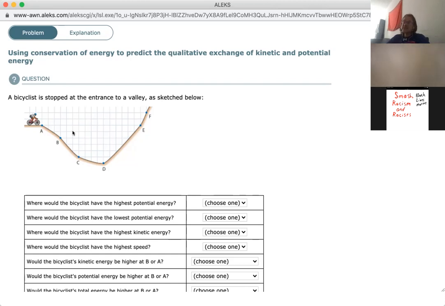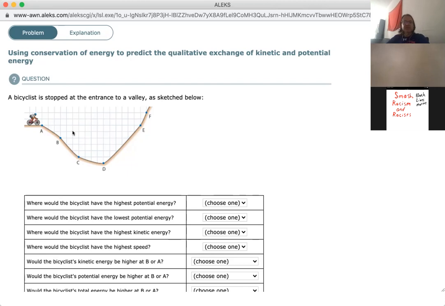The highest speed, well, speed and kinetic energy are related to each other. The faster you move, the more kinetic energy you have, okay? So where you have the most kinetic energy, you have the highest speed. So the highest speed would also be at D, right? That's where you have the highest kinetic energy.